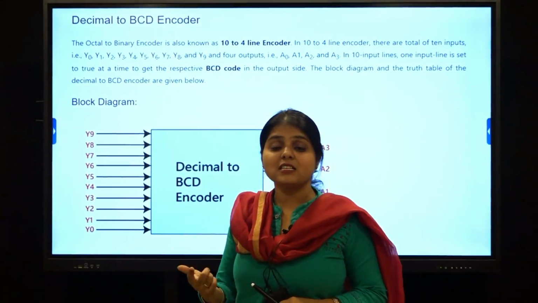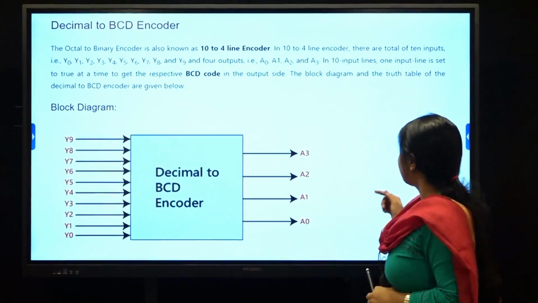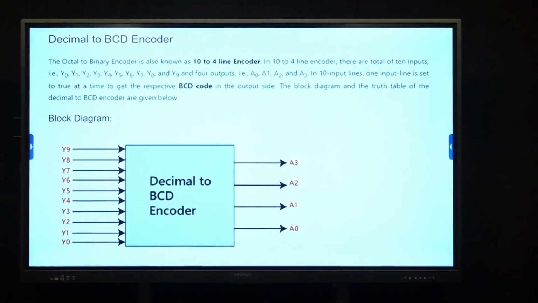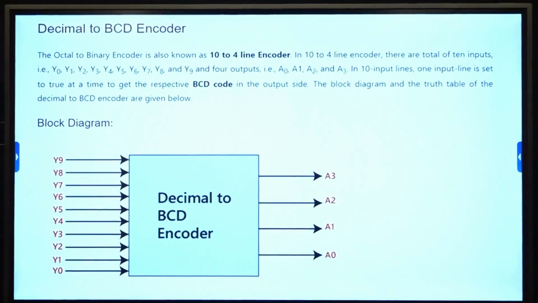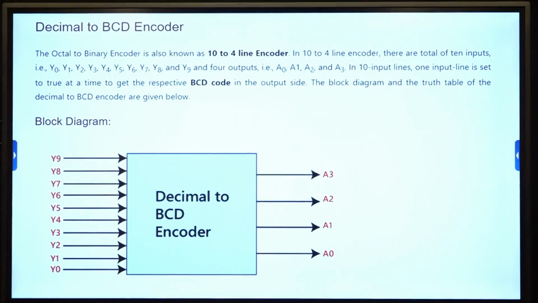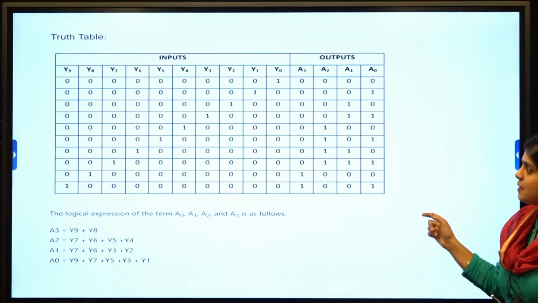We will discuss what happens if two line inputs are set in the next example. If one of the input lines is set to true at a given time, we get the corresponding BCD code on the output side. So, for a decimal input, we get the BCD output. This is the block diagram for the same, and this is the truth table.